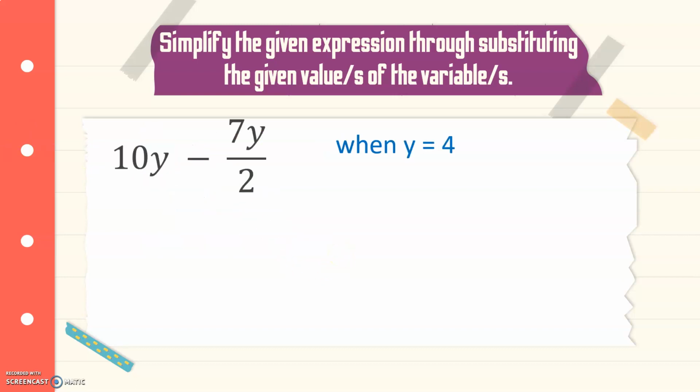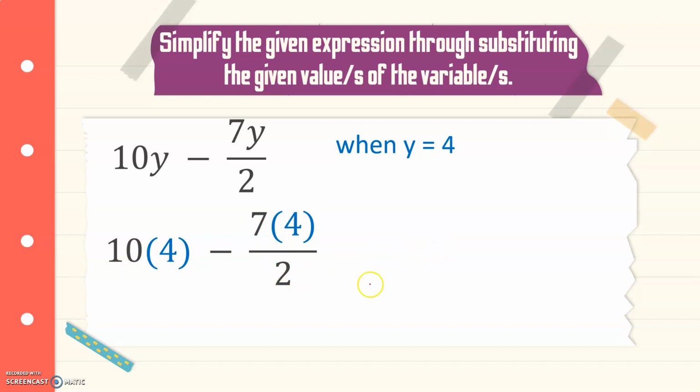Another example, say we have 10y minus 7y over 2. Okay, it's given that the value of y is 4. As you notice, we have two y's in our expressions. So we will be replacing all these y's with the given value, which is 4. So we'll have here 10 times y will now be equal to 10 times 4. Then 7 times y will now be equal to 7 times 4. Then we just simply copy the rest of the expression. So we now have 10 times 4 minus 7 times 4 all over 2.